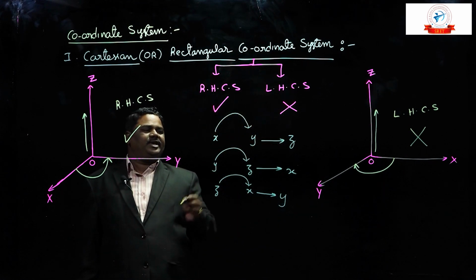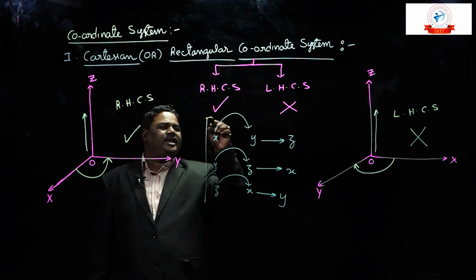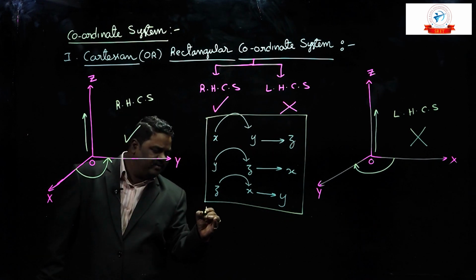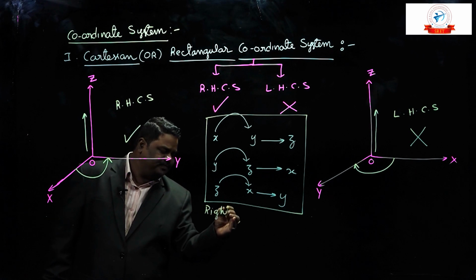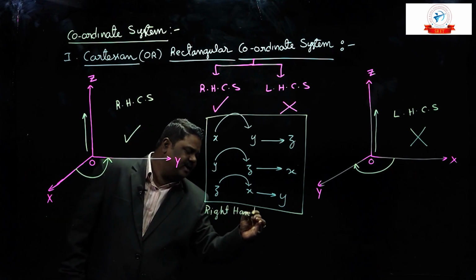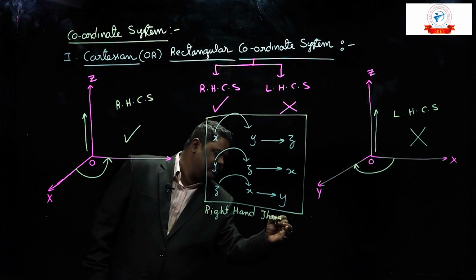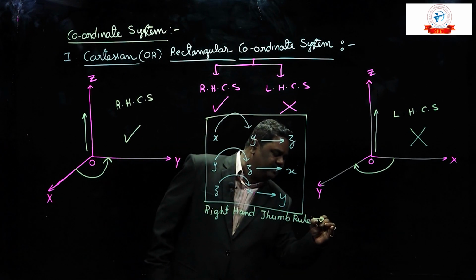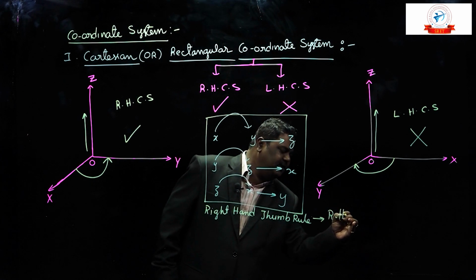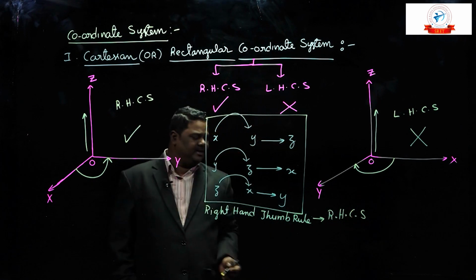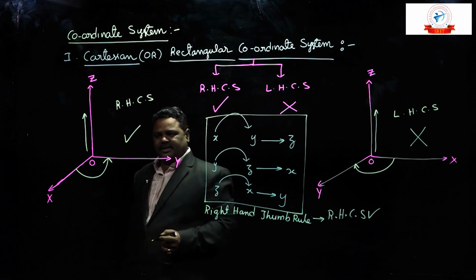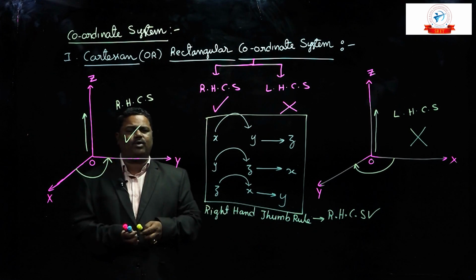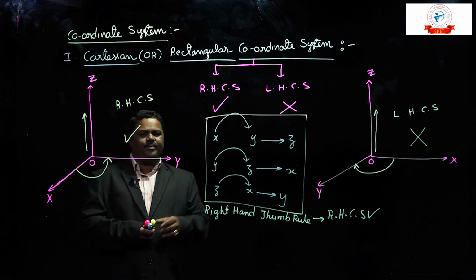Everywhere, any one of these rules must be satisfied with the help of the right hand thumb rule. Then the coordinate system is called a right-handed coordinate system, which is a valid coordinate system. This is the way we choose how to write the coordinate axes. This is a very important concept.